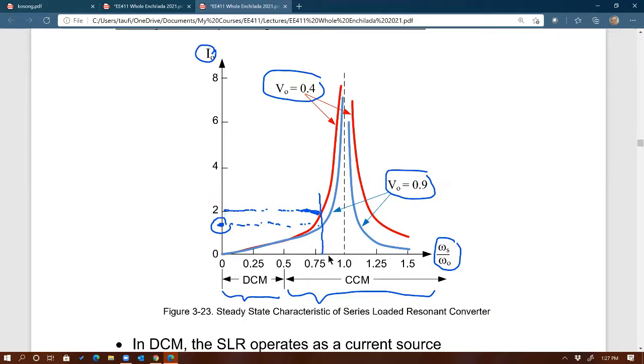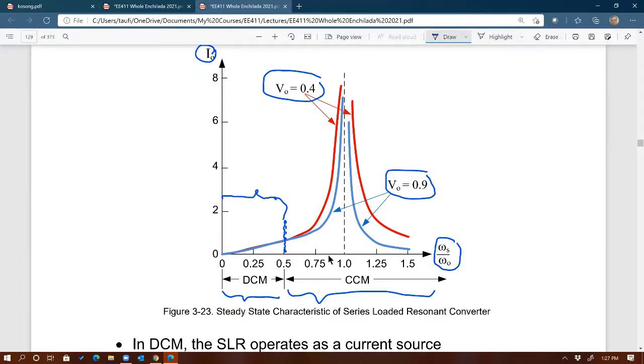Unless what? Unless you operate this converter with what mode? Can you see that the two graphs merge into a single line? That happens during what? Anybody? DCM. Watch. This is really exciting to me, you know. If you operate the converter in DCM, let's say from here to here, that's DCM. The two curves merge into one line.